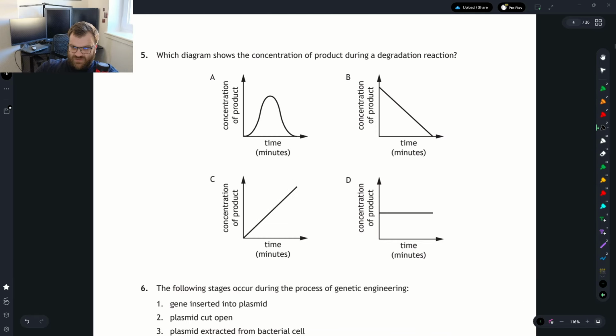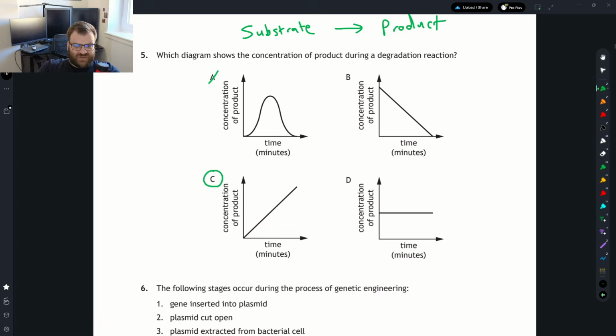Going on to question 5, we're asked about the product of concentration during a degradation. In an enzyme reaction, which this is talking about, we start off with our substrate, and that is changed into the product. The product has been formed, which means that over time, we will be making more of the product as we go. The answer has to be C in that case.